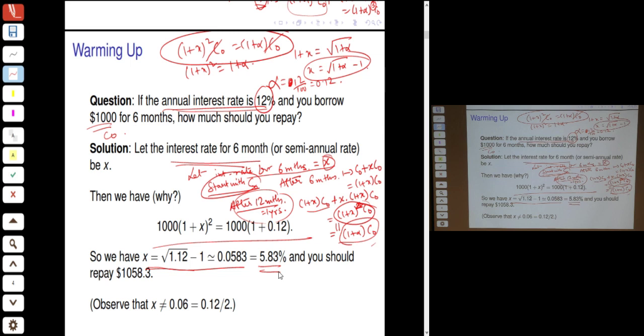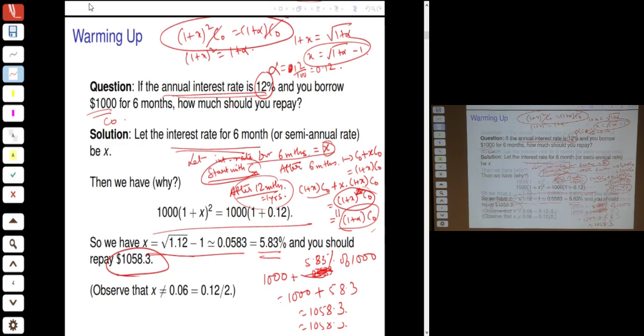So, if you borrow just for 6 months, then you should repay the principal, which is 1,000, plus the interest, which is 0.0583, or in other words equivalently 5.83% of 1,000. So, this is 1,000 plus 58.3. So, this is 1058.3. Okay. Clear? Any questions?